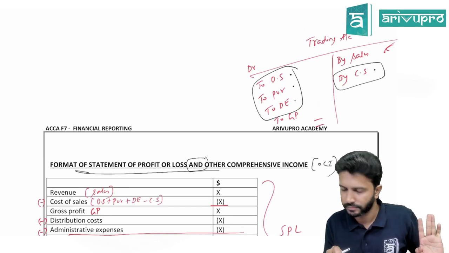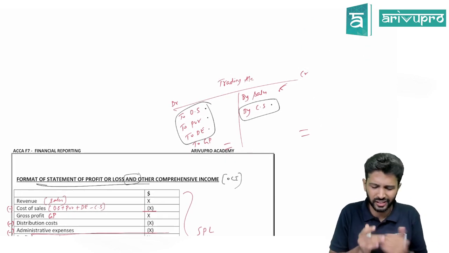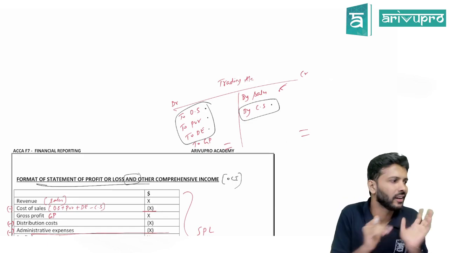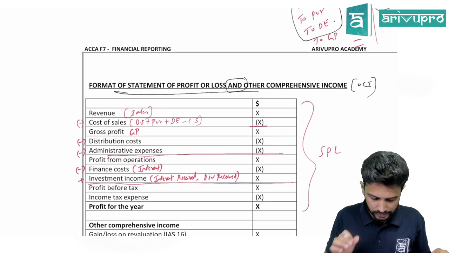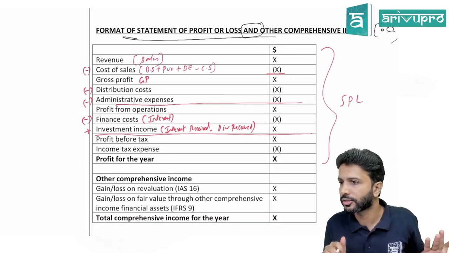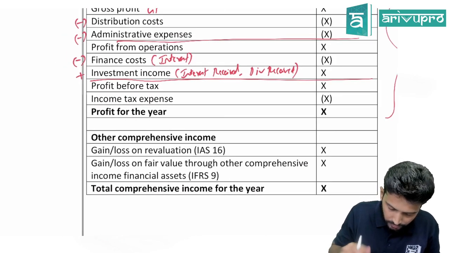Comfortable, everyone? Just a simple pictorial way, the trading account components are getting captured in a different way. That's it. Okay, so yeah, this is fine. You're saying then SPL, no problems? Okay, we'll move on to the second one.